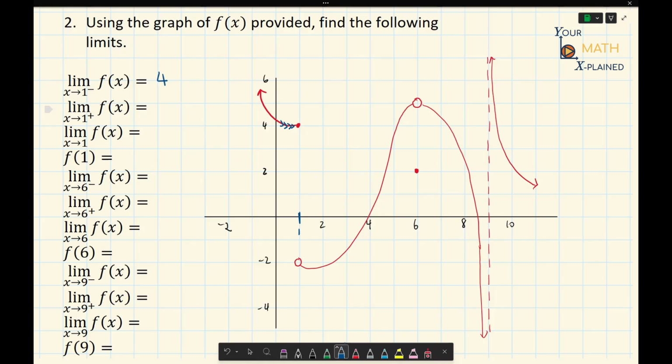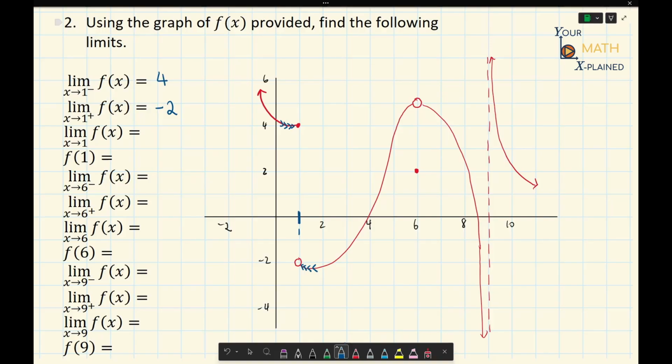Now for the second limit, we're approaching 1, but this time from the right-hand side. So again, we look at our 1, but this time we look to the right of it. From the right side, we're approaching along this curve. We can see that as we get closer and closer to x is equal to 1 from the right-hand side, the value of the function is approaching -2. So the second limit is equal to -2. Now the third part is asking us for the overall limit as x approaches 1.